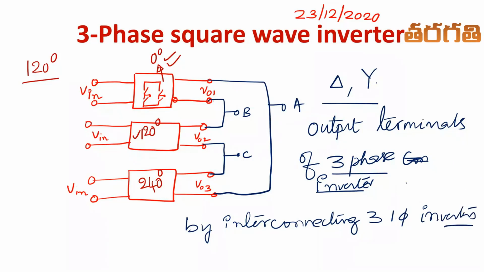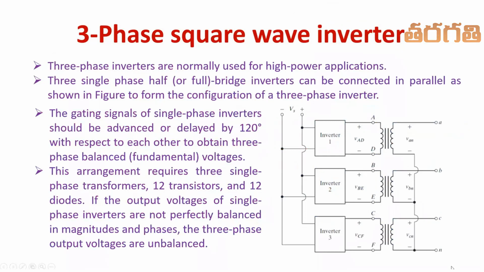What we are doing? We are interconnecting the three single phase inverters. So now we jump into the concept. Here, a three phase square wave inverter. Why I used this word square wave is that the output available across the converter terminals is a square wave in nature.